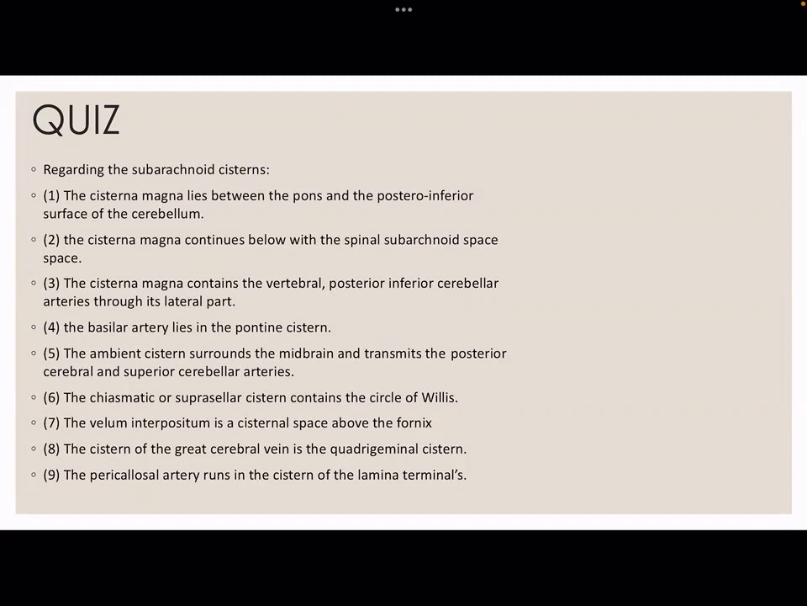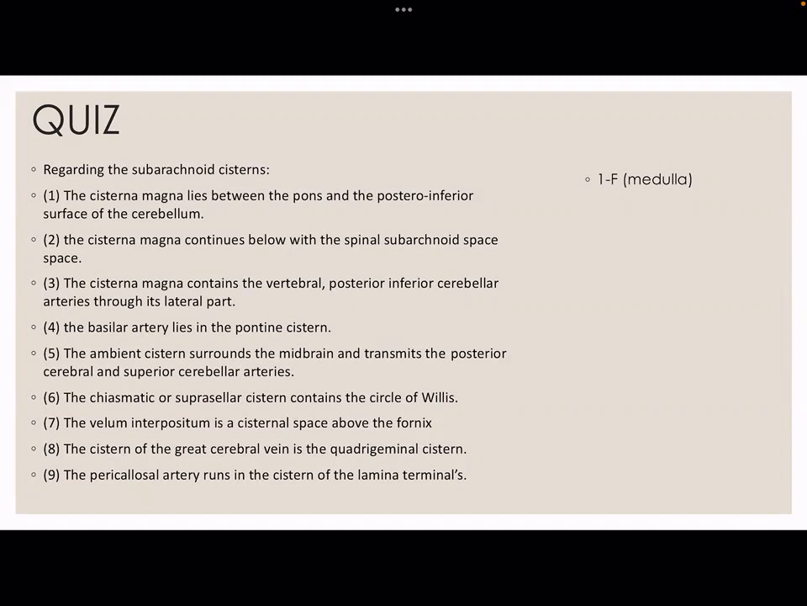Question number 1. The cisterna magna lies between the bones and the posterior inferior surface of the cerebellum. False. Not the bones, the medulla oblongata. Between the medulla oblongata and the posterior inferior surface of the cerebellum.